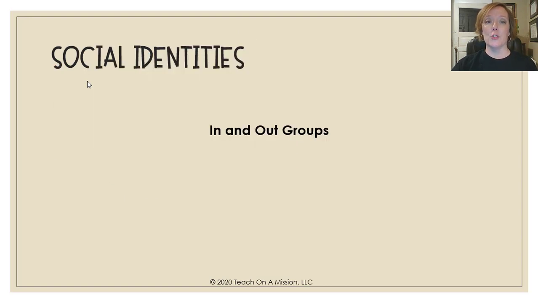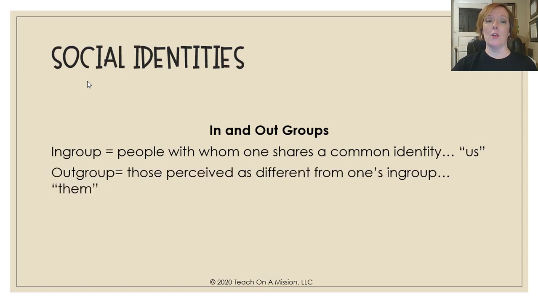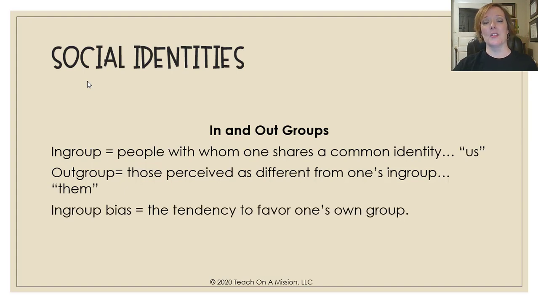So let's talk about social identities, the in and out groups. An in-group is people with whom one shares a common identity, so a group that we consider to be part of us. An out-group are those perceived as different from one's in-group, them. So it's us versus them. An in-group bias is the tendency to favor one's own group. And this is fairly predictable when you're looking at social psychology studies.